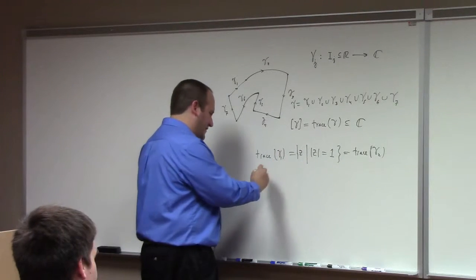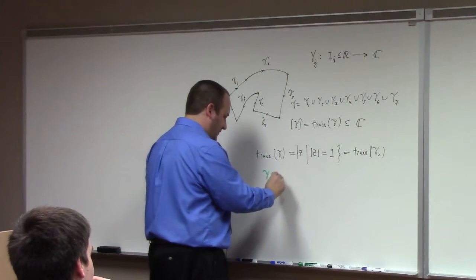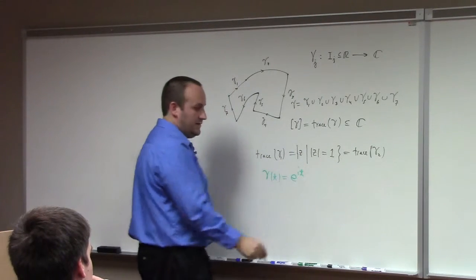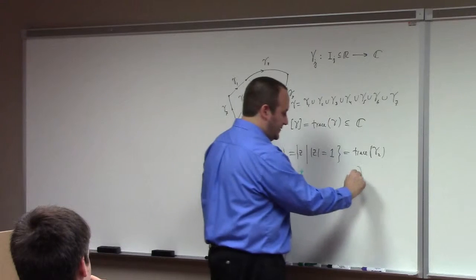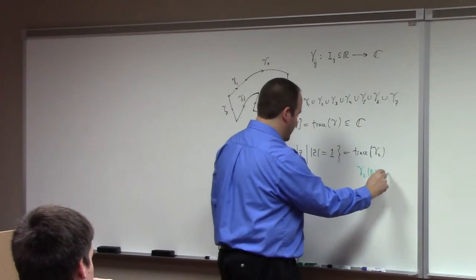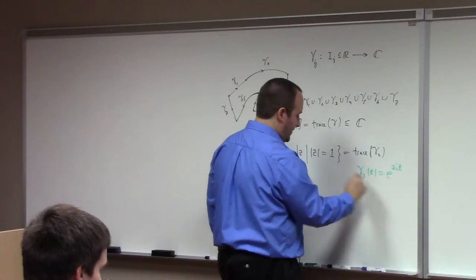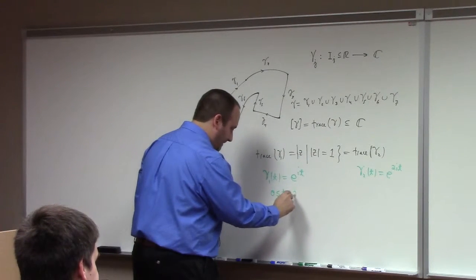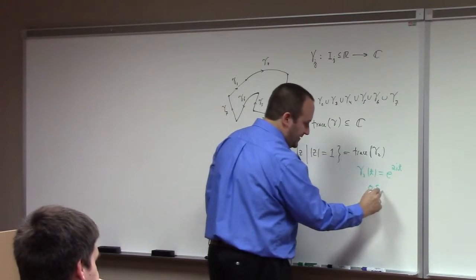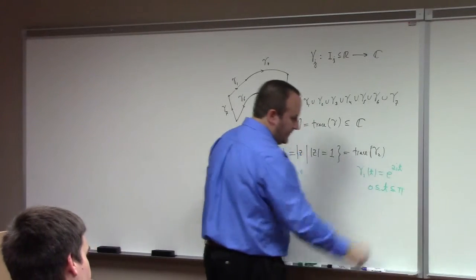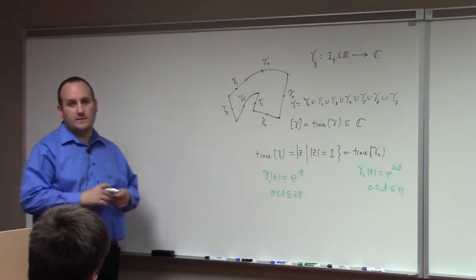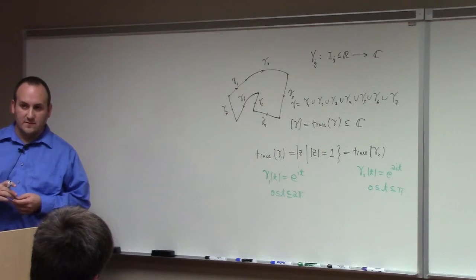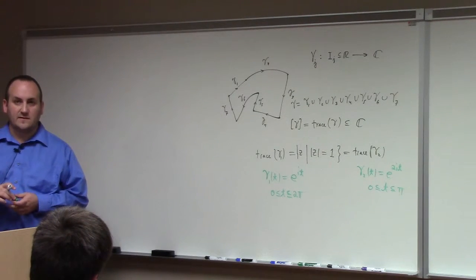Oh, well, it's done. So gamma of t, of course, I could do e to the it. That's gamma 1. But I could do gamma 2 of t equal e to the 2it. That gives you gamma 2. This would be for 0 less than or equal to t less than or equal to 2 pi. This would be for 0 less than or equal to t less than or equal to pi. Same trace, different curves. One is going twice as fast as the other.